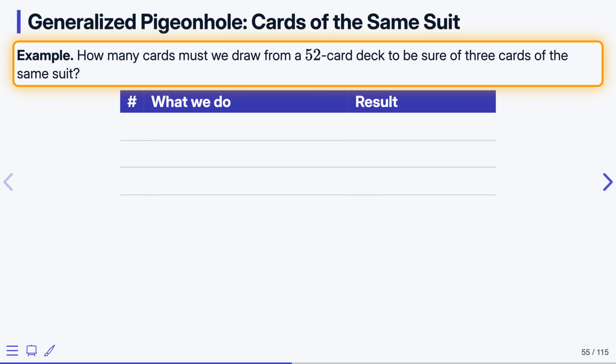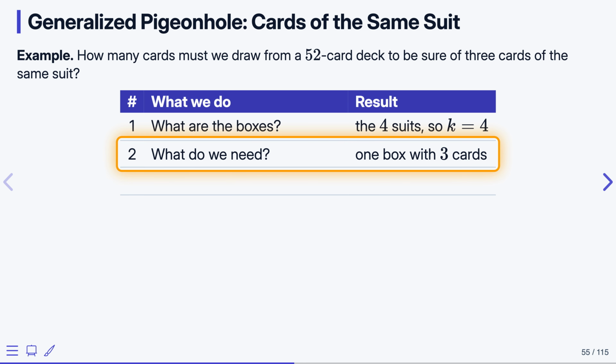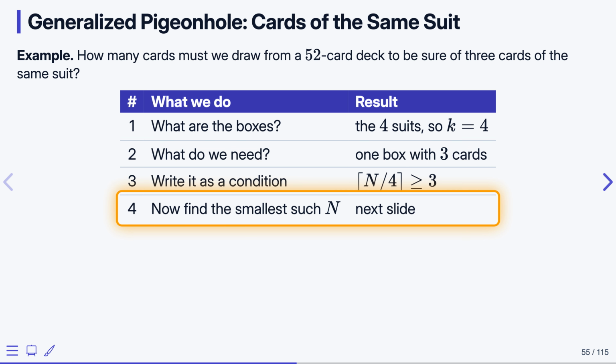Let's count cards. We draw cards from a normal deck. How many must we draw to be sure of 3 cards in the same suit? Step 1. Pick the boxes. There are 4 suits, so k is 4. Each card goes in the box for its suit. Step 2. Say what we need. We need 1 box to hold 3 cards. Step 3. Write that as a condition. By the generalized principle, some box holds at least the ceiling of n over 4, so it is enough that the ceiling of n over 4 is 3 or more. Step 4. Now we look for the smallest n that makes this true.